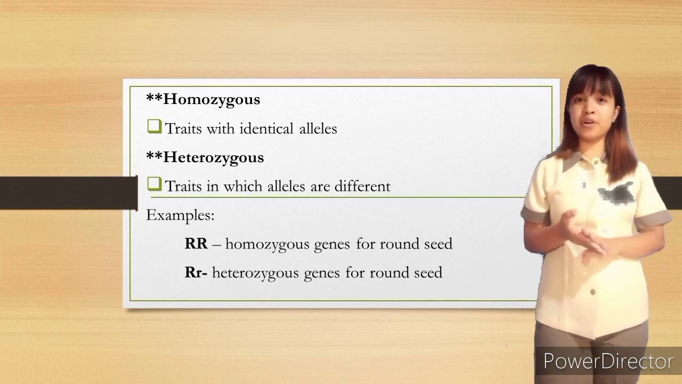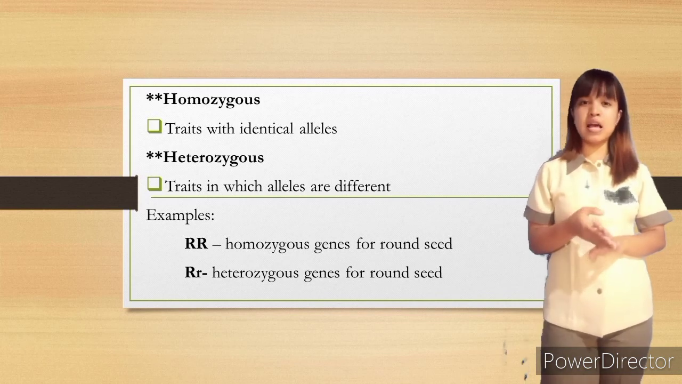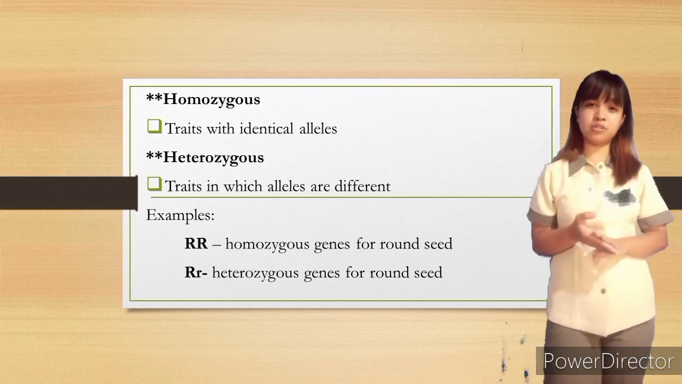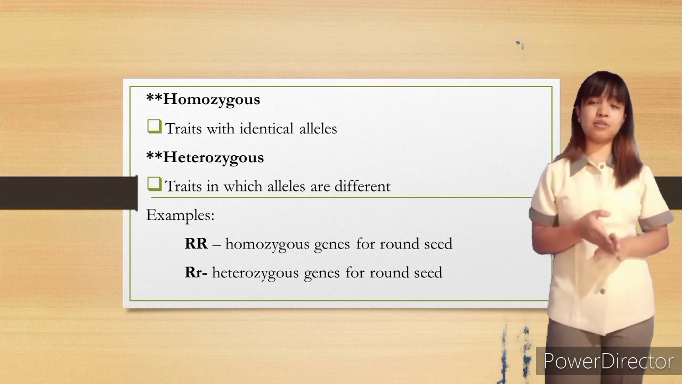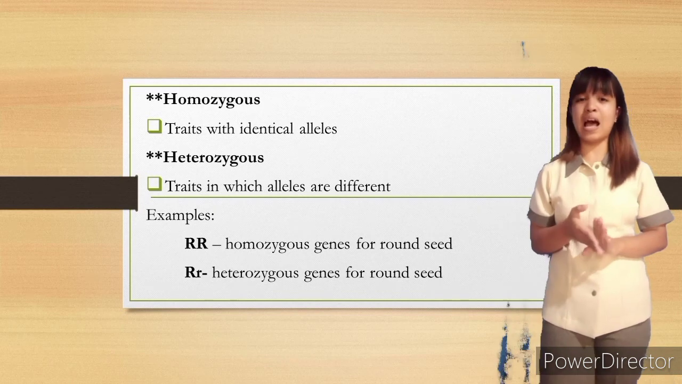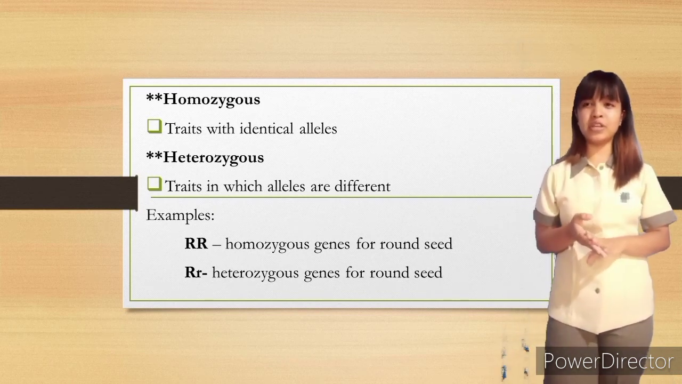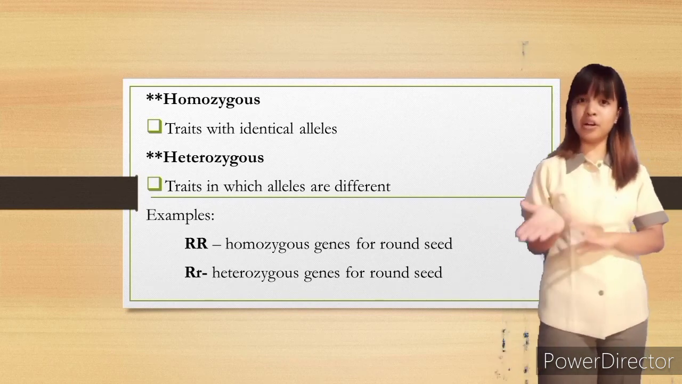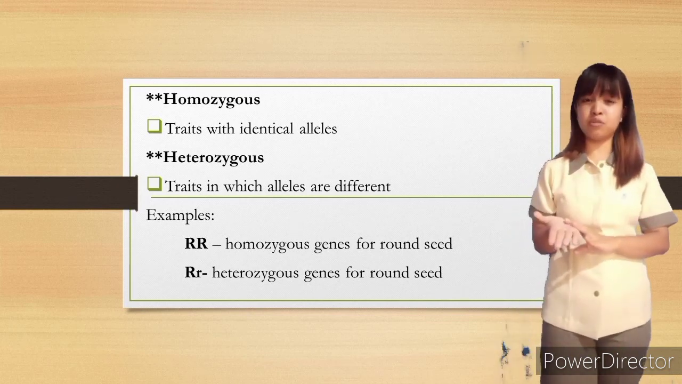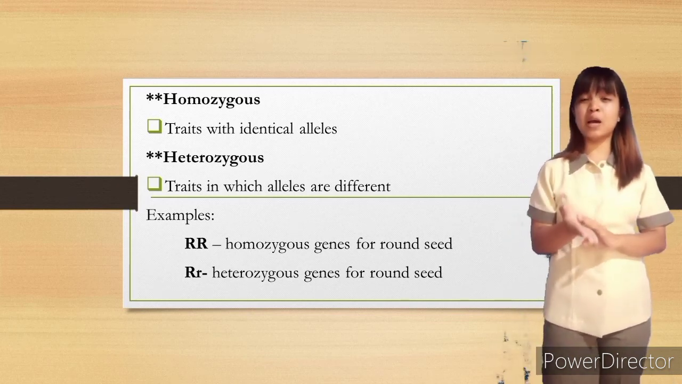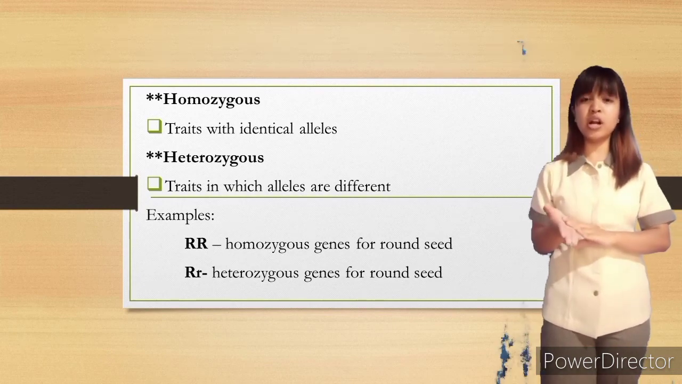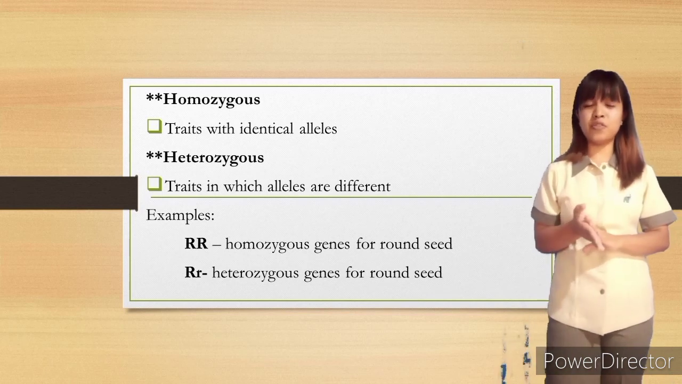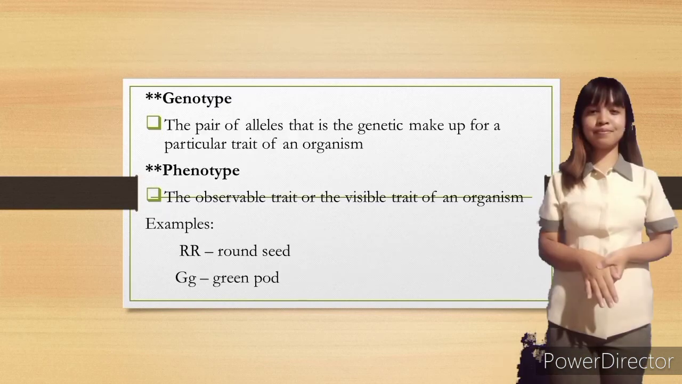Since genes come in pairs, we can identify them either as homozygous or heterozygous. Homozygous are traits which have identical alleles, while heterozygous are traits which have different alleles. For example, we have this capital letter R and capital letter R, which means it is homozygous for round seed. And if we have this capital letter R and small letter r, this is heterozygous for round seed. We can see the difference between homozygous and heterozygous in their alleles.